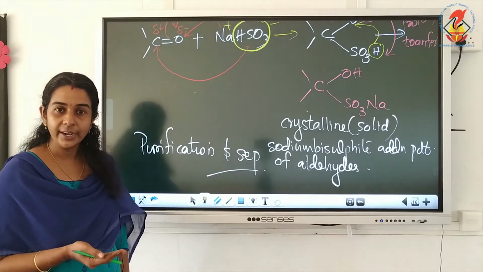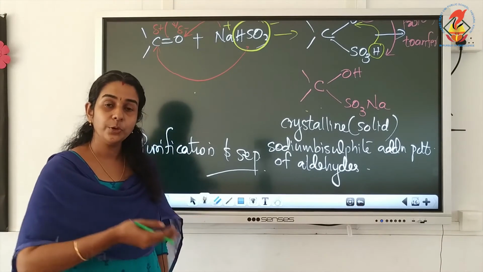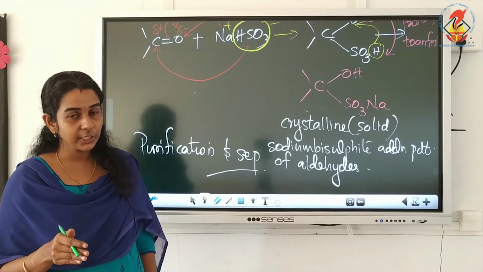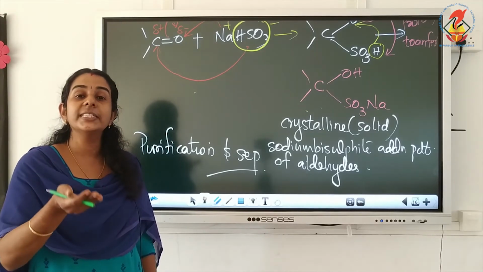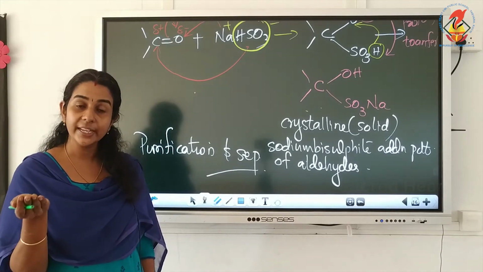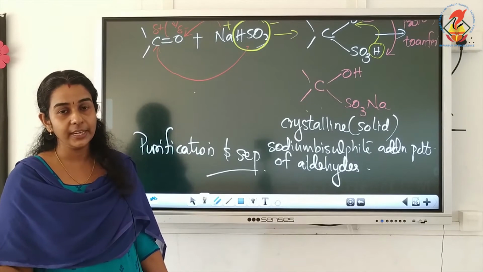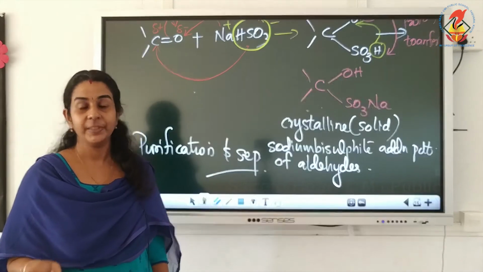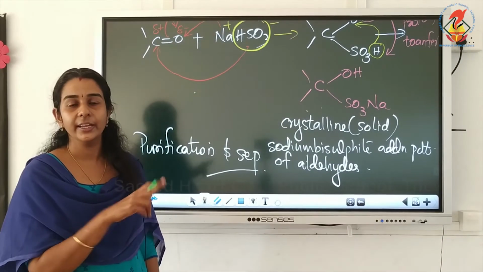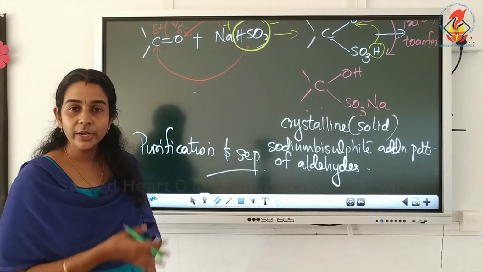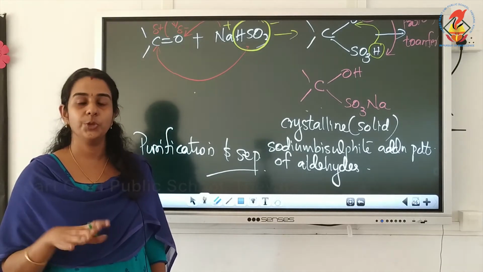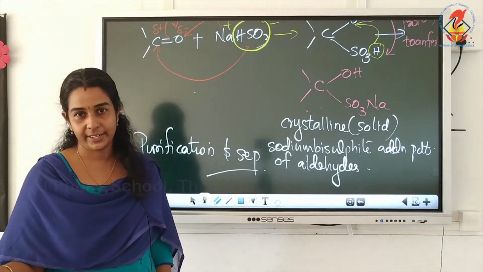So when you add sodium bisulfite to a mixture of acid and aldehyde, only aldehyde will react with sodium bisulfite and it will be separating as a solid compound. If it is separating as a solid compound, how can we separate it? By simple filtration. And if we want to get the original aldehyde back, very simple: to that solid derivative, you add some acid or base. You will be getting the aldehyde back.